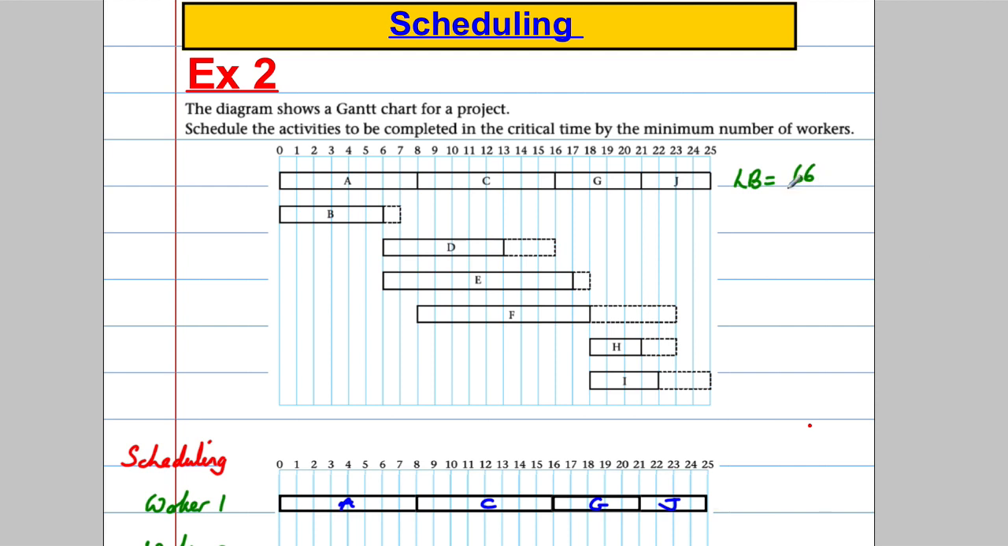So it's going to be 66 divided by the critical length, which is 25. Okay, and if we did 66 divided by 25, what would we get? Just going to get the calculator.